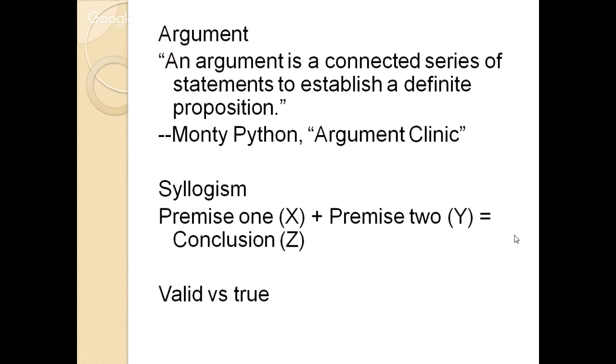So valid means that the conclusion makes sense based on the available evidence, and sound means that it's both valid, it's logical, and it's true. If you end up with a conclusion that does not follow from the premises, if 1 plus 2 equals 5, for example, then that's invalid because it does not follow from the evidence.